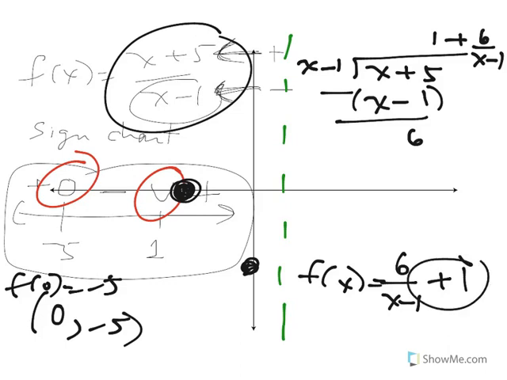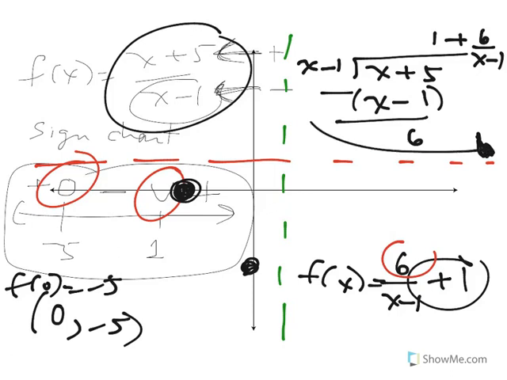This plus 1 here is going to be the horizontal asymptote. And the 6 is positive, so we can expect to be here in these two sort of quadrant type things. We have these x and y intercepts, so those are useful.